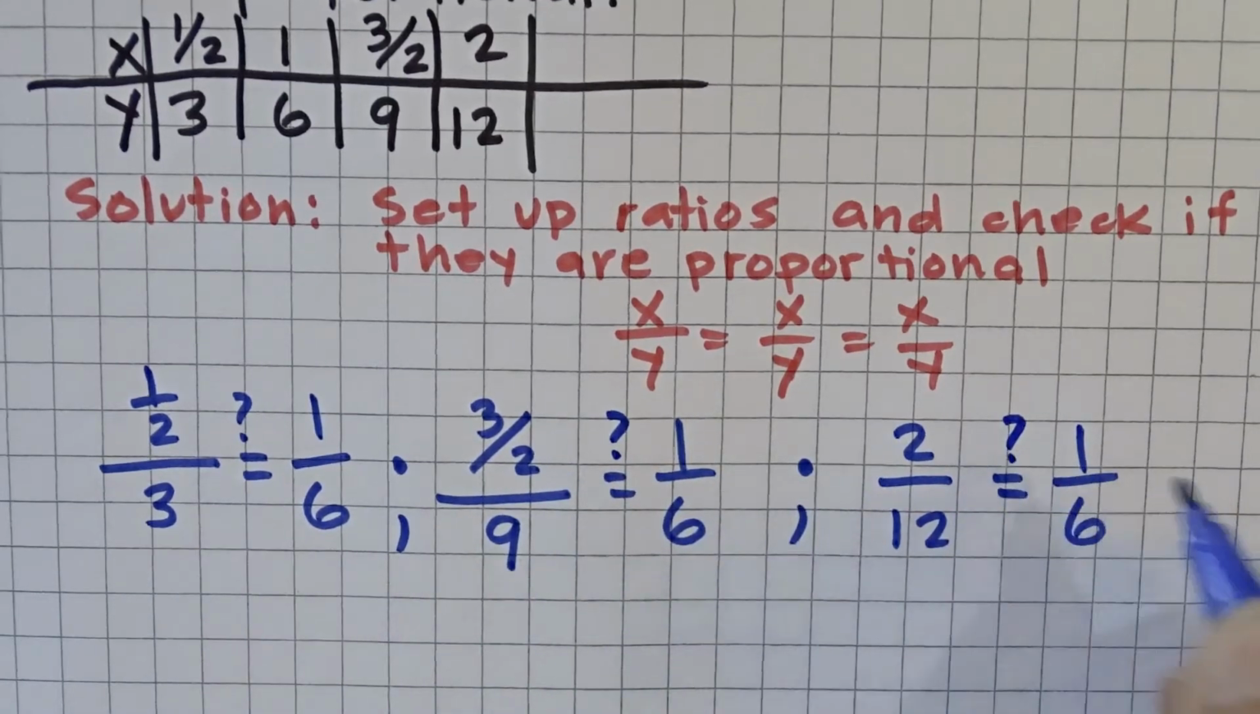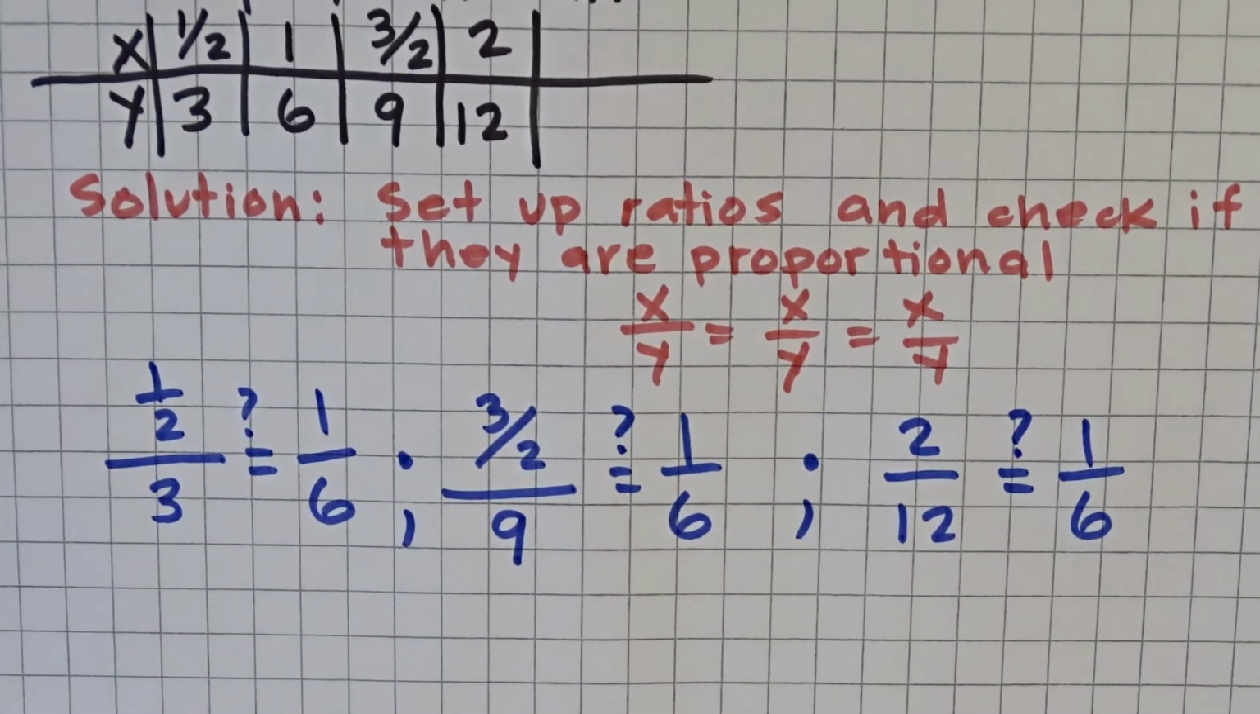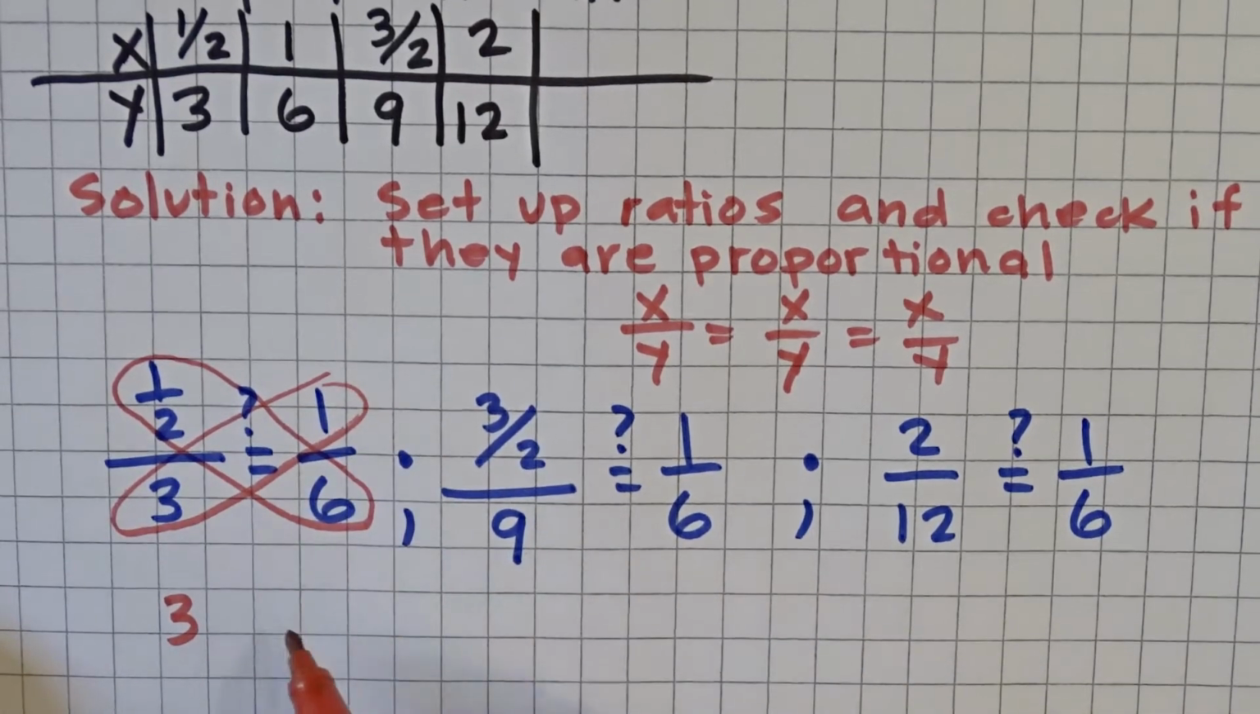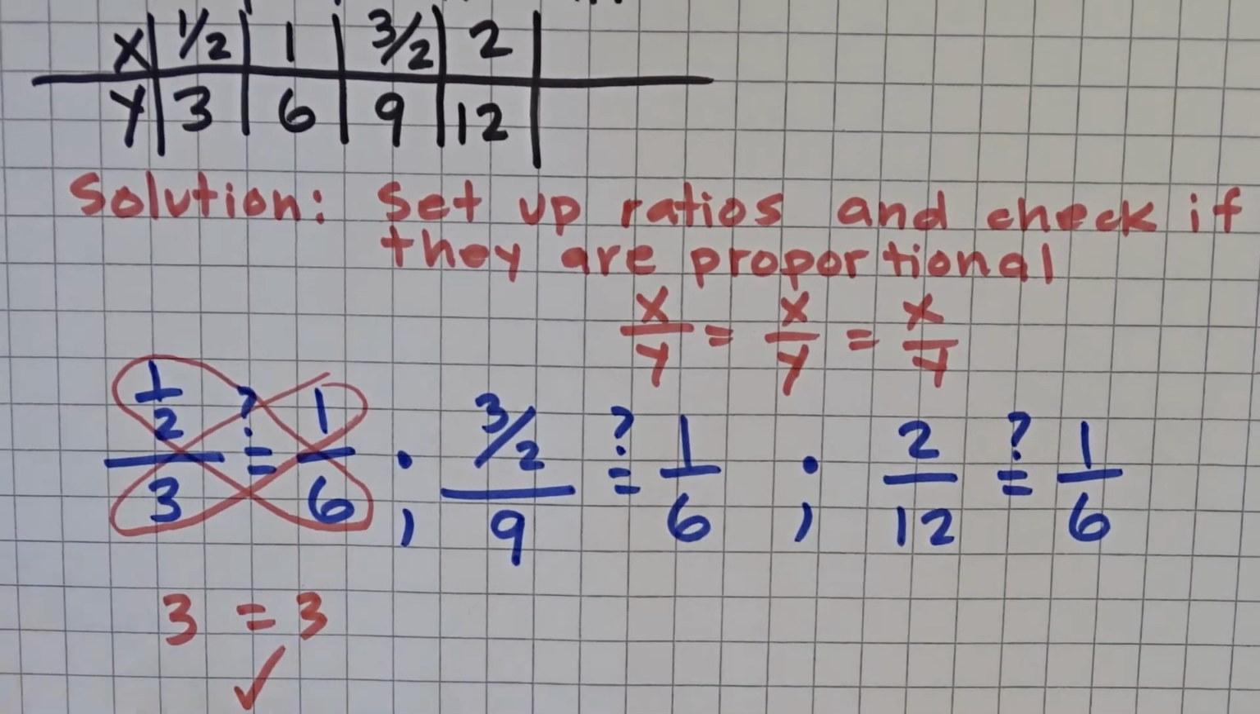I'll put a question mark because we're not sure. And the way we check this again is cross products. So let's check the cross products. What's 1/2 times 6? 3. And what's 3 times 1? 3. So that one checks.